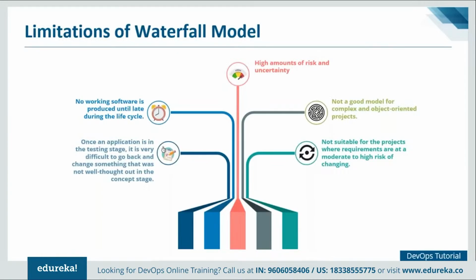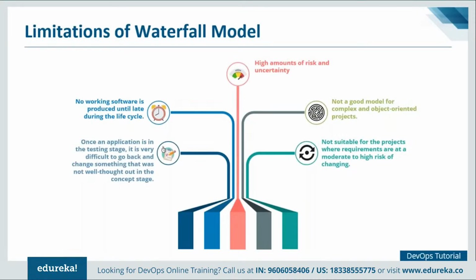Apart from that, no working software is produced until late during the life cycle. We saw that when we were discussing various stages of waterfall model. There is a high amount of risk and uncertainty, which means that once your product is live, it is there in the market. Then if there is any bug or any downtime, then you have to go through the entire source code of the application again. You have to go through that entire process of waterfall model that we just saw in order to produce a working software again, right? So that's how it used to take a lot of time. There's a lot of risk and uncertainty.